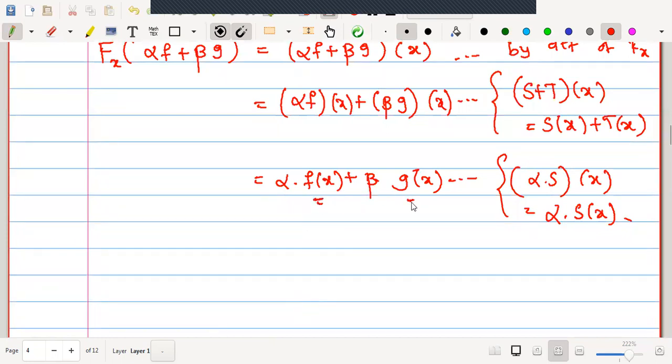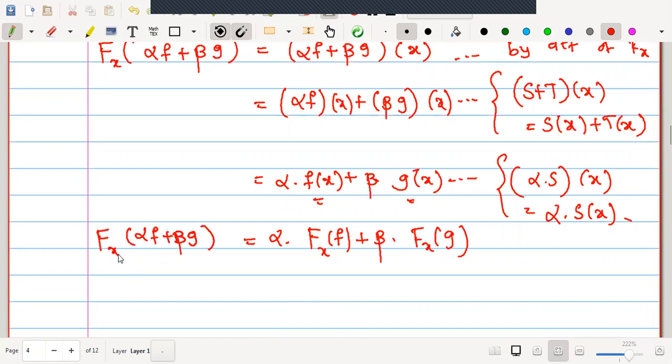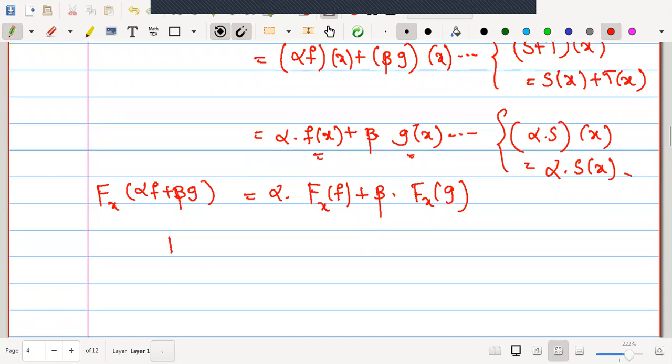Now let me write this as Fx and Gx. How can I write Fx? May I write this as Fx image of small f, and here I will write beta times Fx image of g. Hence we have started with Fx of alpha f plus beta g, and we have proved it as equal to alpha Fx operated on f plus beta Fx operated on g. Hence Fx is linear. Thus Fx is linear.